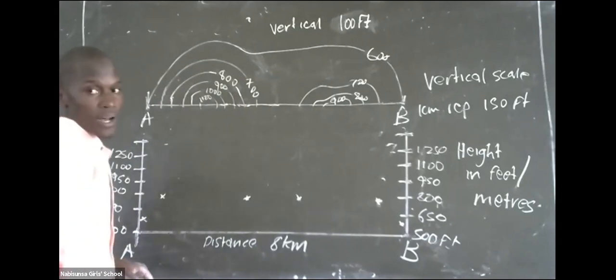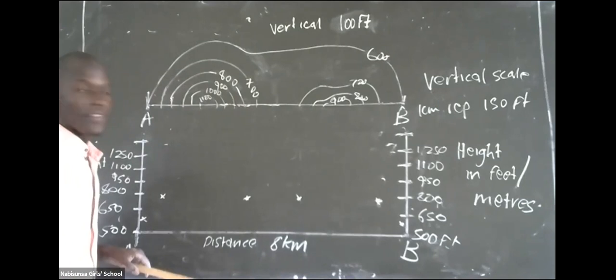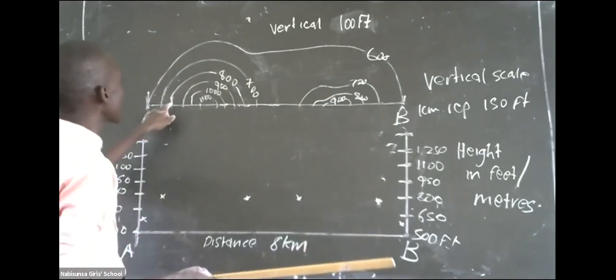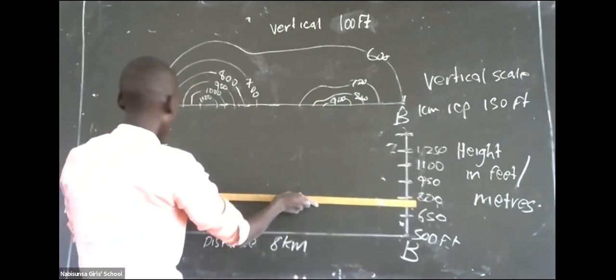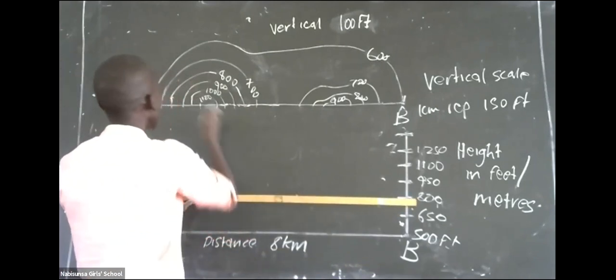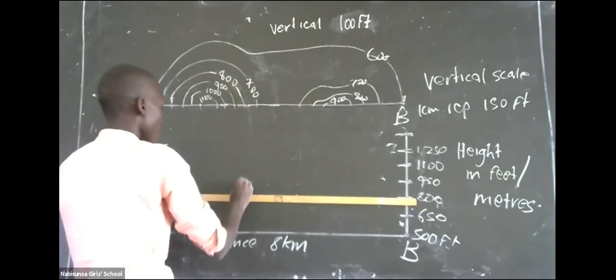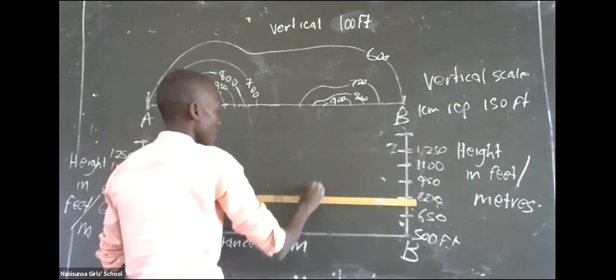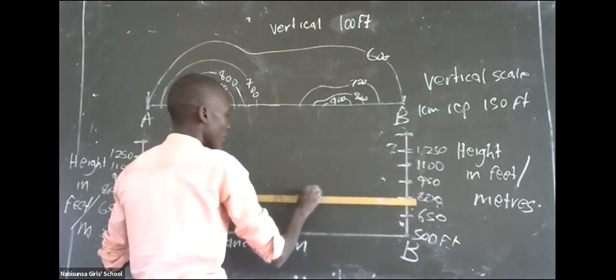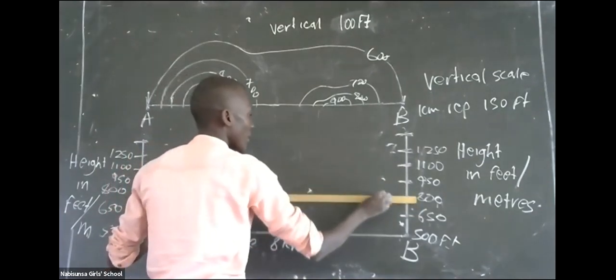Then, am I clear, people? Yes. Now the next number is 800. So 800 is here. I put 800 here. Where I get 800, I put a star. Then another 800 is here. Then another one, another 800 is here. Then another one is here.